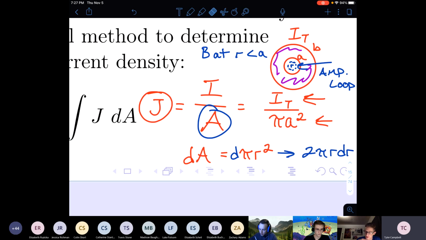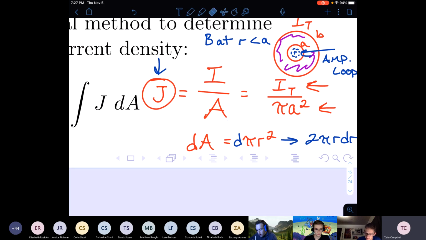Just checking. Yeah, and so problems occasionally will switch it up and give you a function for J, for example. If that's the case, then you just worry about finding dA there. If they give you J, then you don't have to worry about any of this stuff right here, because it's given to you as a relationship.